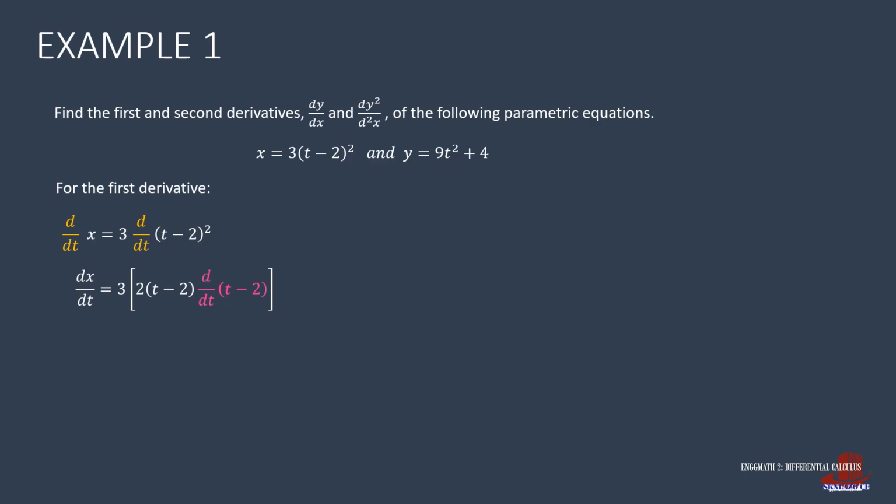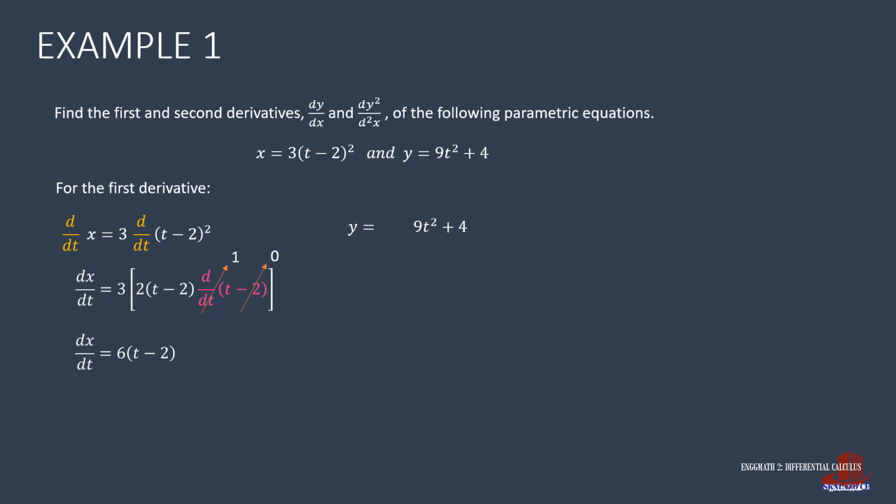Then with the chain rule, take the derivative of each term in the binomial, which marks d of t over dt and the derivative of the constant 2. dt over dt is 1, and the derivative of 2 is 0, making dx over dt as 6 times the binomial t minus 2.